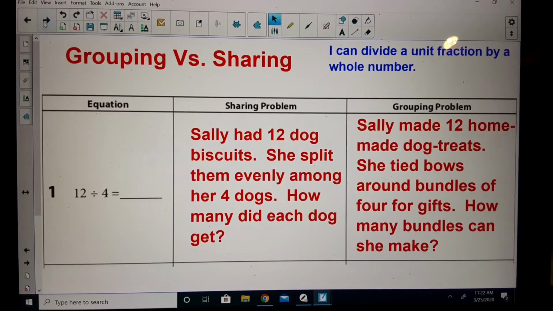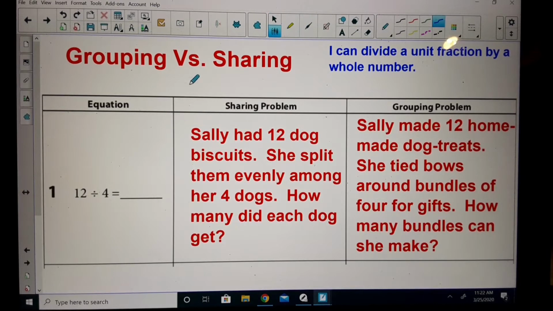Here we go. Let's remember what grouping versus sharing is. Here's a pretty easy example, 12 divided by 4. We, of course, know that 12 divided by 4 is 3, because 3 times 4 is 12. Let's read these two examples and see that we understand the difference between sharing and grouping. Sally had 12 dog biscuits. She split them evenly among her 4 dogs. How many did each dog get?